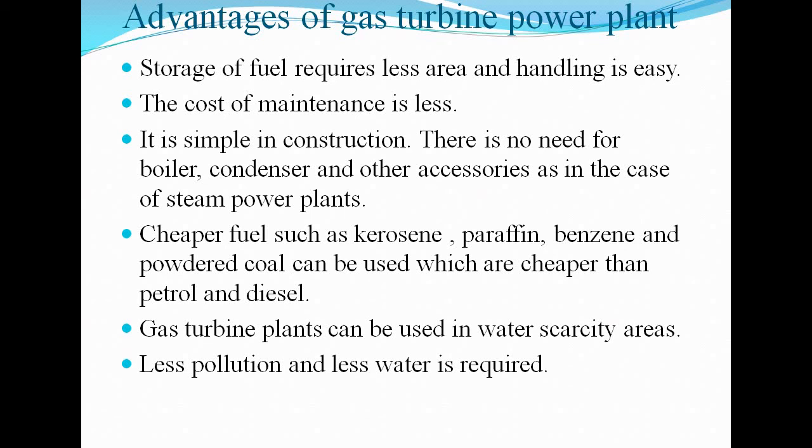Then a gas turbine power plant can be used in water scarcity areas, where water is not available at that particular place. Less pollution and less water is required. So generally very little water is required and there is less pollution.